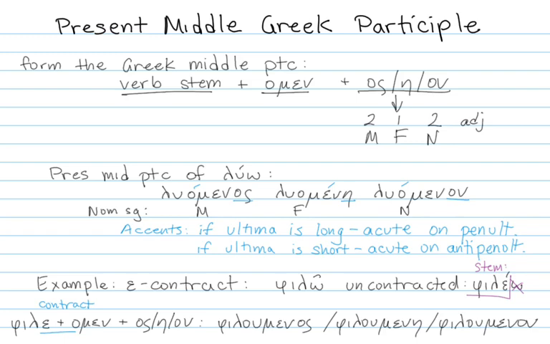Again, I'm writing them out separately so that we can apply our accent rules. If the ultima is long, acute on the penult, so that applies to our feminine, and then our masculine and neuter have it on the antepenult. So philumenos, philumene, and philumenon.